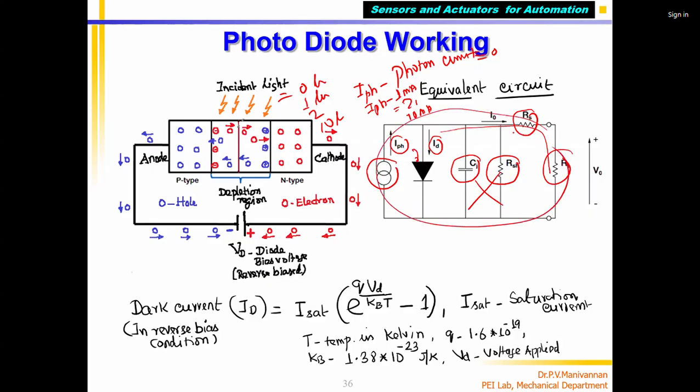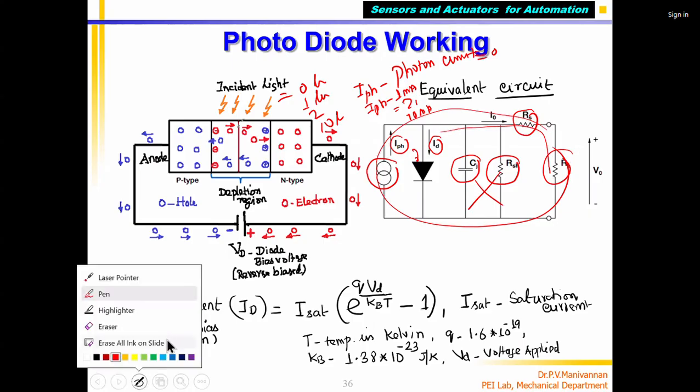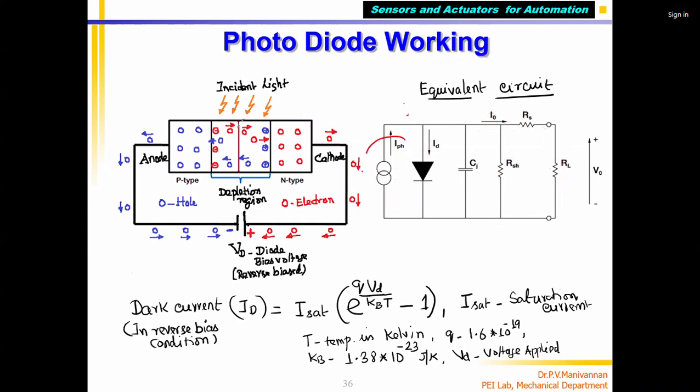The diode has a capacitance. It has internal resistance, which we call dynamic resistance. Last time I told you this is the load resistance, the external resistance which I am connecting. But the main thing is this: if light falls on it, the reverse bias diode produces a current which flows through the circuit. That is called the photon current, IPH. Okay, so what is the amount of current produced?